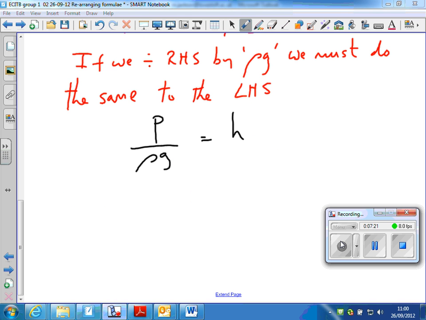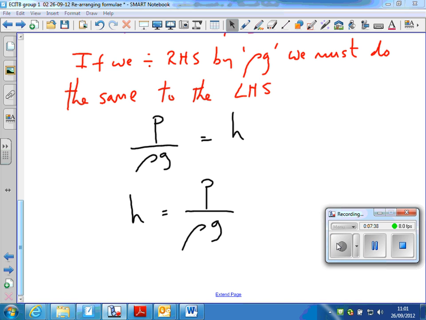It's traditional to write the subject of the formula on the left. So once we've got to this point, we would then write it h equals P over rho g. It doesn't matter which side you write first, but we always write the subject on the left. So the last step would be to write the formula like that.